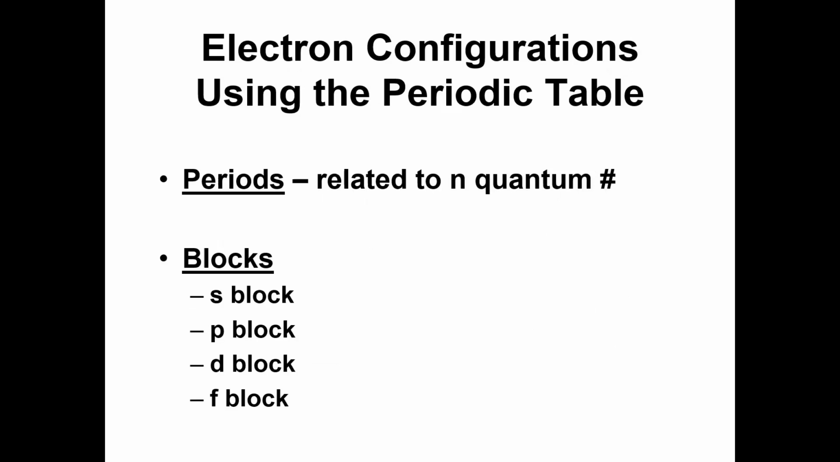This is just a summary of what we've done already. If you do the electronic configuration using the periodic table, which is what we've done, you need to know the blocks, and you need to understand that the periods relate to the quantum numbers, right? n equals 1 is the first period, and so on and so forth.